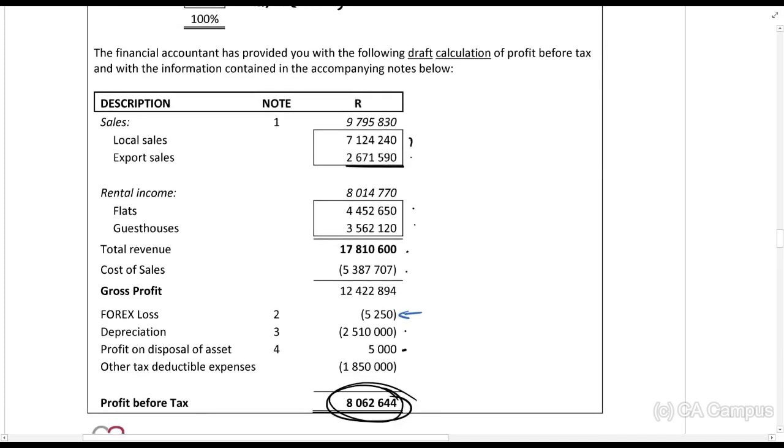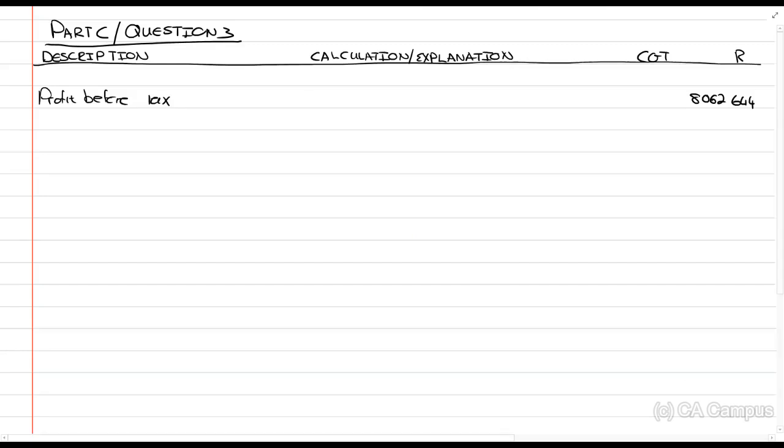Okay, now I suggest we start from the top and we fix everything. We have also in any case note number 1. Okay, so the first thing that we saw was local sales. There will be no issue. So local sales, there was no problem with that. They've added it, we would also add it, so we're not going to make any adjustment.